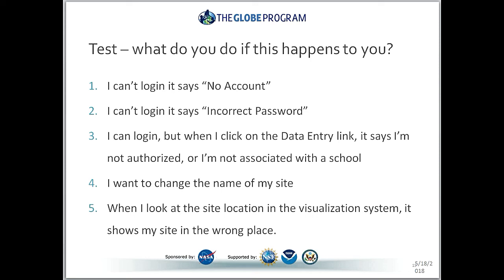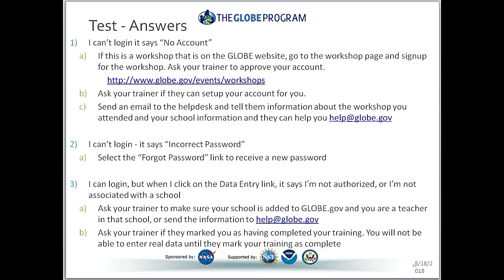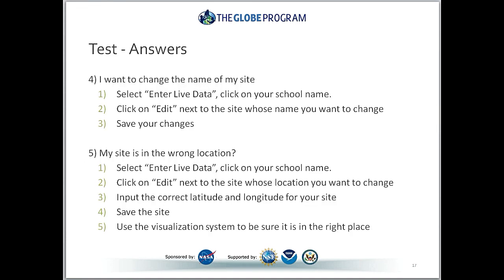Once you log in and you click on the data entry link, if it says you're not authorized or you're not associated with the school, that probably means that you haven't completed your training or somebody did not mark you as having completed your training, and so you may need to contact the help desk. If you want to change the name of your site or the location of your site, you know to go to the data entry system and click the edit button and change the name and or the location depending on which you want to do. The presentation here has the answers, which you can take a look at as you like.